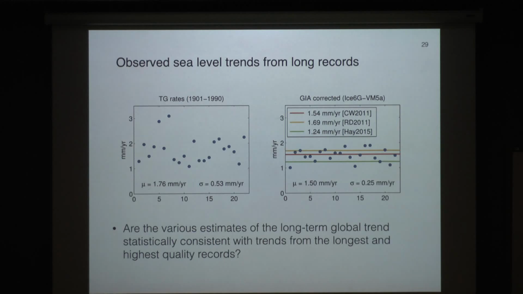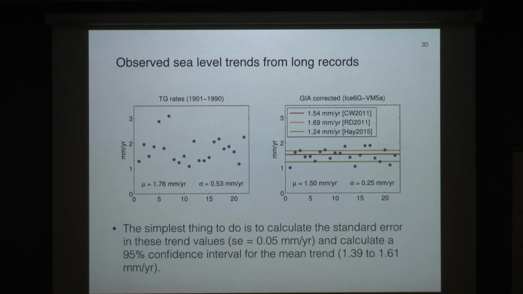So then I want to know if the various estimates of the long-term global trend are statistically consistent. So then the simplest thing to do would be to calculate the standard error in these trend values. So that turns out to be about 0.05 millimeters per year. If you calculate a 95% confidence interval for that mean trend, that's the interval you would get. And you would have to conclude that both the Ray and Douglas and Hay reconstructions are outside that range and are not consistent with the mean of these trends.